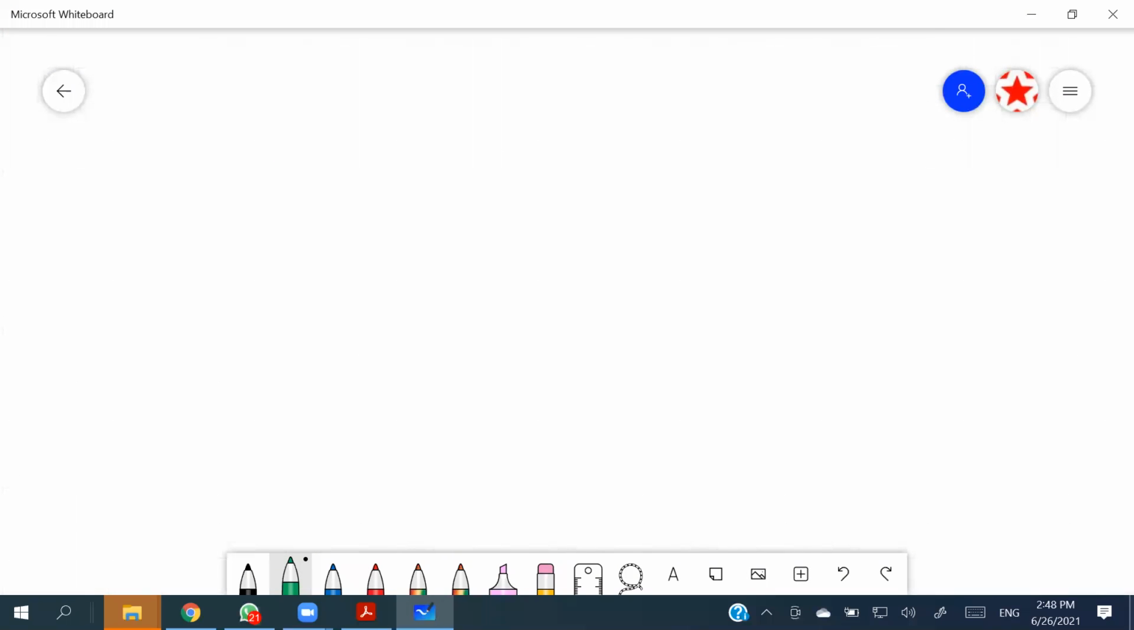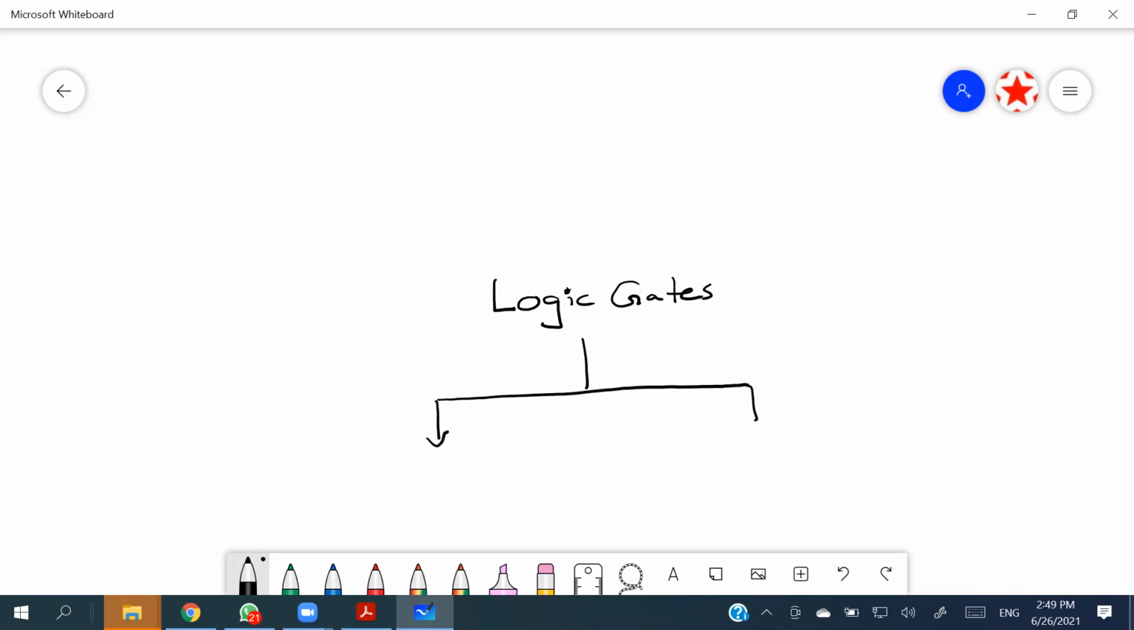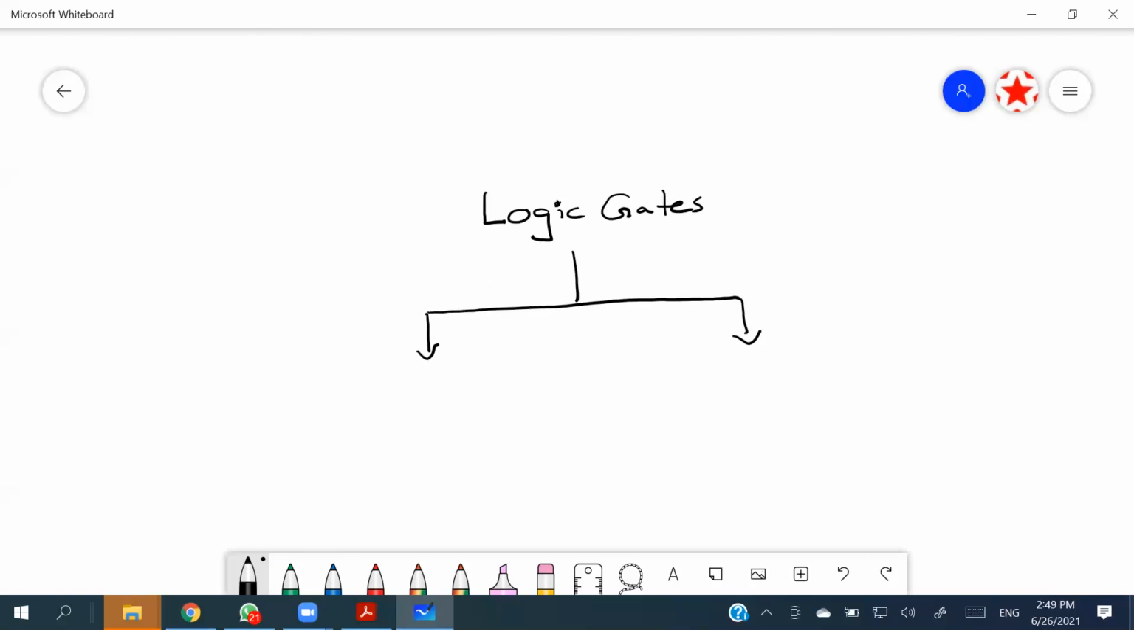All right, here we go. So let me explain first. Now, when it comes to logic gates, we have two types of logic gates, which are called basic logic gates and the other part is combinational logic gates.